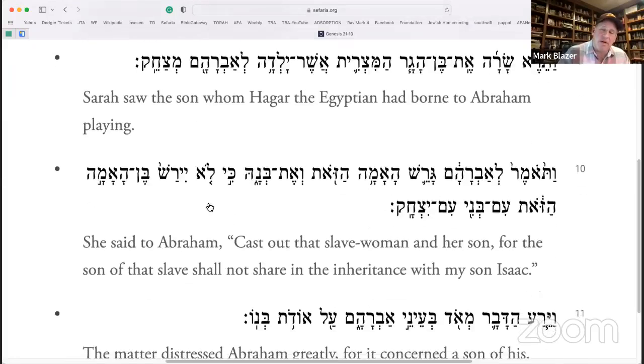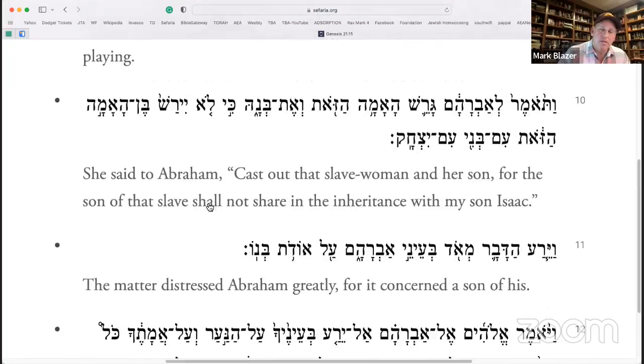Now, doesn't Abraham have an ability right now to say it? Because the matter distressed Abraham greatly, for it concerned a son of his. The Bible doesn't let us forget that. Abraham doesn't say he was concerned because it was Hagar's son. He says he's upset because it's his son. It says his son. He recognized the kid as his son.